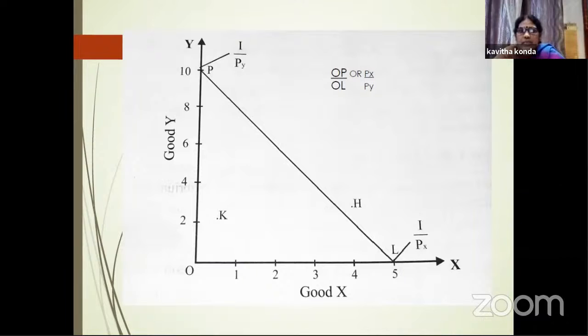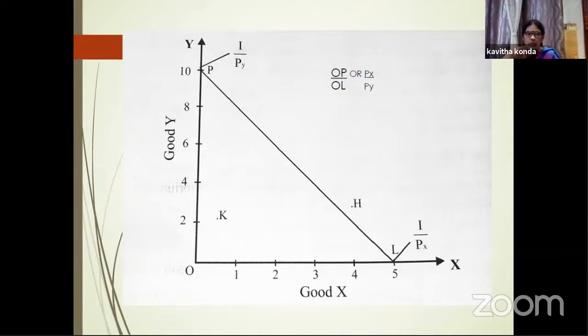The line PL is the budget line, or the price line, of the income of the consumer. If he wants to spend the whole of his income on Y or the whole on X, that is shown by I by PY and I by PX. Or we can say OP by OL, or PX by PY, the price of X by the price of Y, that is shown here.